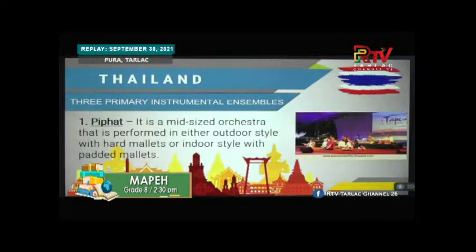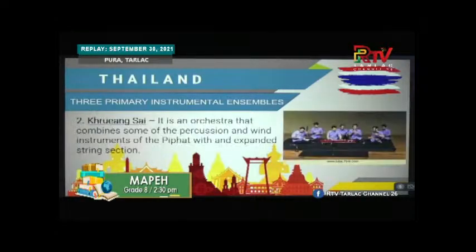3 primary instrumental ensembles. Number 1, Pi Phat. It is a mid-sized orchestra that is performed in either outdoor style with hard mallets or indoor style with padded mallets. This ensemble has different types, but the highly ornate one is traditionally associated with funerals and cremation ceremonies. Other versions of the Pi Phat ensemble are used to accompany specific forms of traditional Thai drama, such as the large shadow puppet theater. Number 2, Kruang Sai.